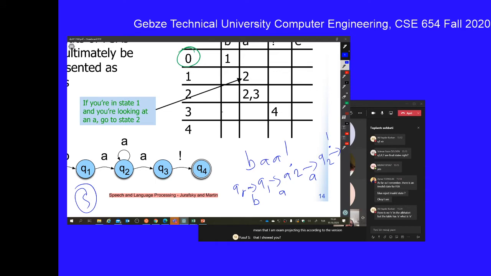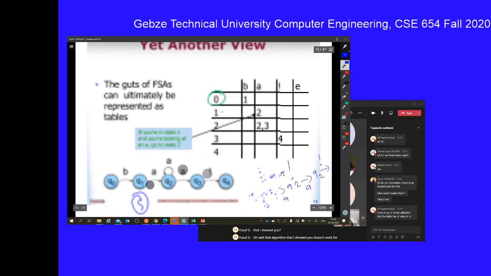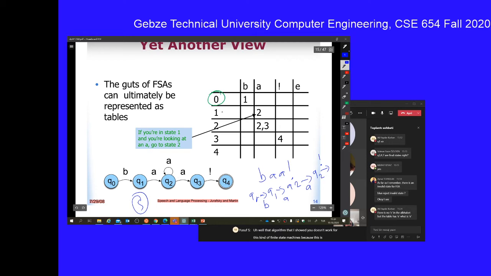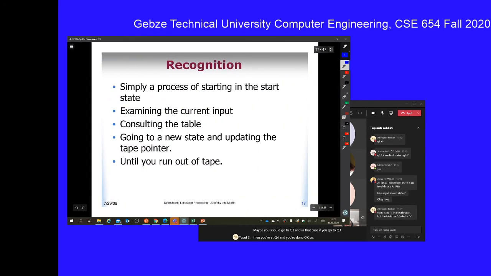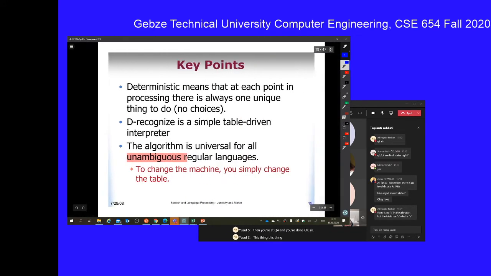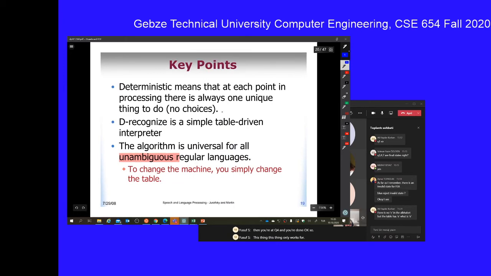Well, the algorithm that I showed you doesn't work for this kind of finite state machines, because this is ambiguous. Why? Because I have two solutions. For this kind of finite state machines, you have to try all the paths. If this didn't work, you go back. Instead of going Q2 here, maybe you should go to Q3. And in that case, if you go to Q3, then you are at Q4 and you're done. So this thing only works for unambiguous regular languages. For the ambiguous regular languages, well, the solution is not that difficult, but it is different.